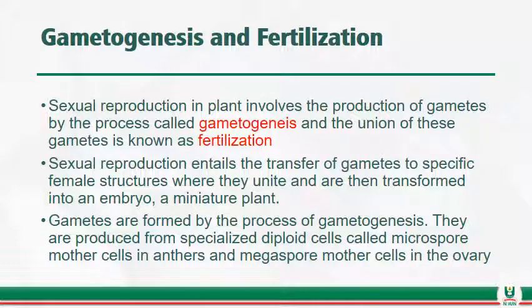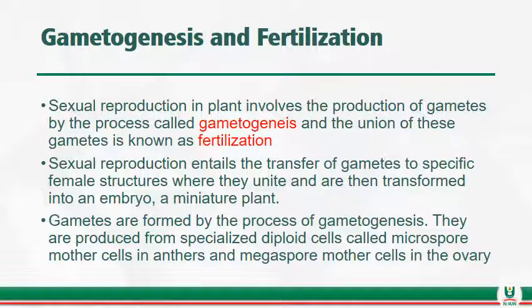So you're transferring it to the female structure where they will unite with the male to form an embryo, which is the miniature of the plant that you are working on. So this gamete is formed, like I said, in the process of gametogenesis, and they are produced from specialized diploid cells. You're talking of 2 end cells now, called the microspore.